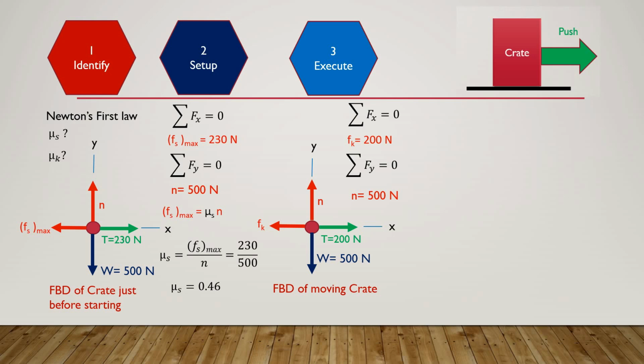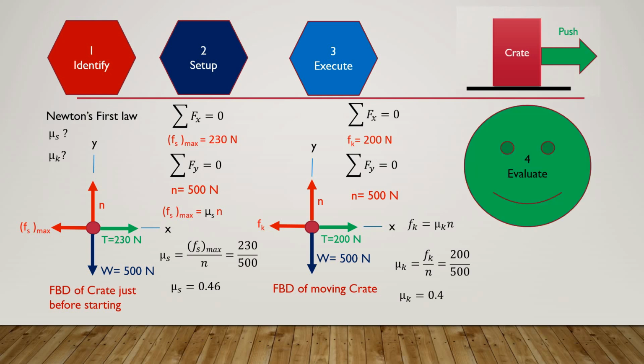Next we have to calculate the coefficient of kinetic friction. We know the formula Fk is equal to mu k N. From here mu k is equal to Fk over N. Taking the value of Fk as 200 and N as 500, we will get the mu k value as 0.4. Next step is to evaluate.